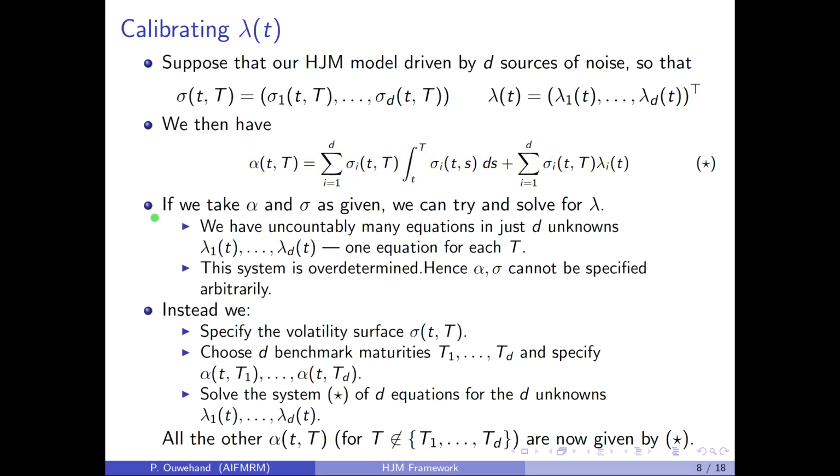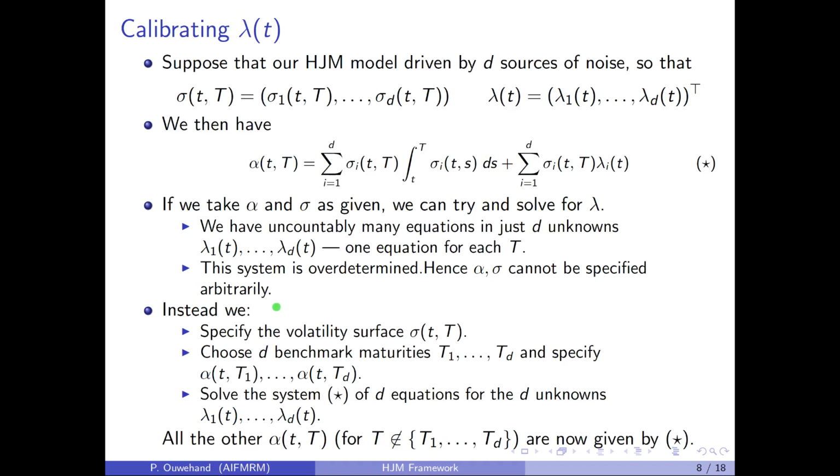Now, if we specify alpha and sigma beforehand, we can try and solve for lambda. We then have uncountably many equations in just d unknowns, namely the unknowns lambda 1 up to lambda d, one equation for each capital T. And because we have more equations than we have unknowns, this system is typically overdetermined. In other words, we cannot specify alpha and sigma arbitrarily.